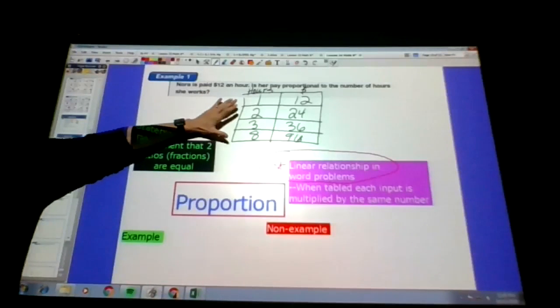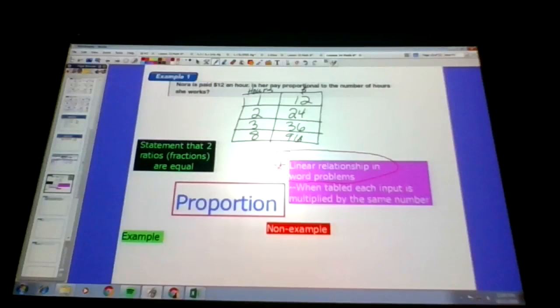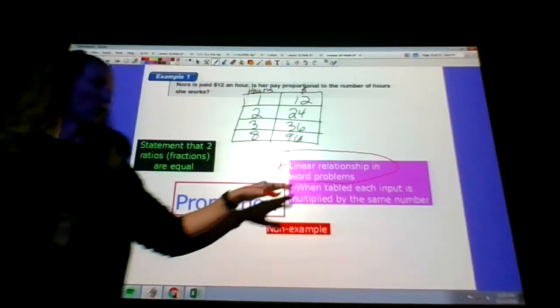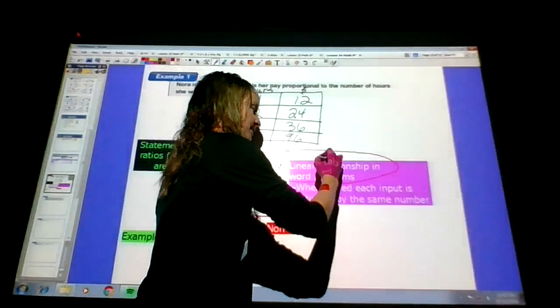Right now, does anyone have questions on how we get from hours to dollars? No. The new word that I need you guys to know today is proportion, or is it a linear relationship? You might want to write this down too.